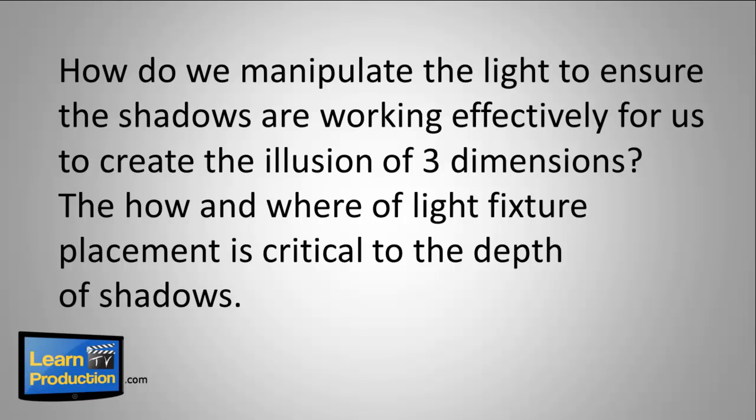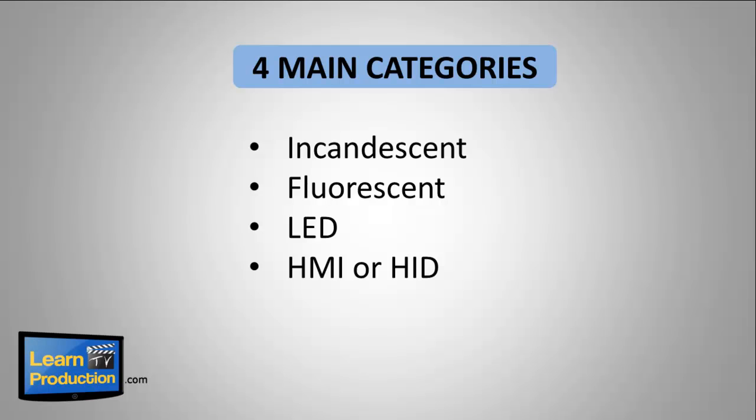Okay, so how do we manipulate the light to ensure the shadows are working effectively for us to create the illusion of three dimensions? The how and where of light fixture placement is critical to the depth of shadows. Now, when it comes to lighting fixtures, there are many different types to choose from. It could be incandescent, fluorescent, LED or HMI. These are also high-intensity discharge lights.